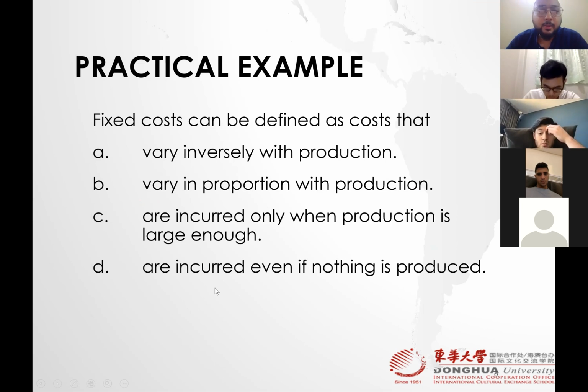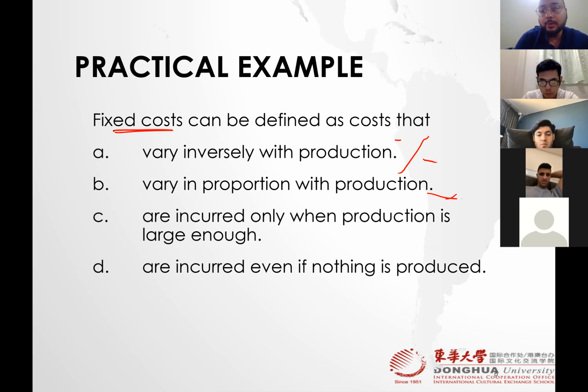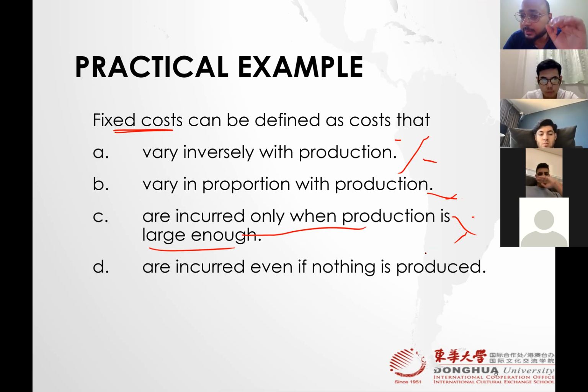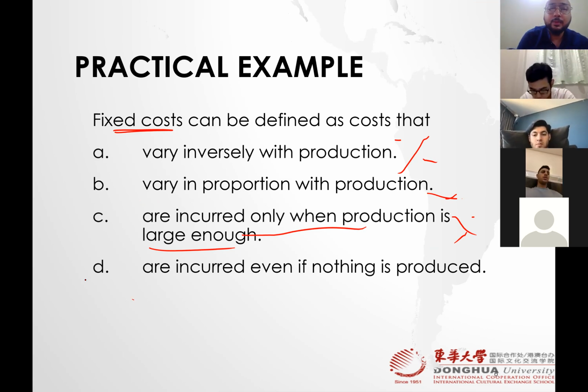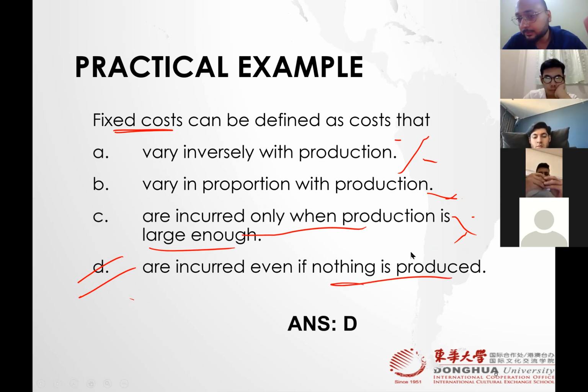So then we talked about this practical question and we answered this one. So let me read that. Fixed cost can be defined as a cost that varies inversely with the production. Answer is no. Varies in proportion with the production, no, that is variable cost, but we are talking about the fixed cost. Are incurred only when production is large enough? No, we saw in our previous table, even when there was zero production, we still had the cost. So it would be D, which are incurred even if nothing is produced, right?